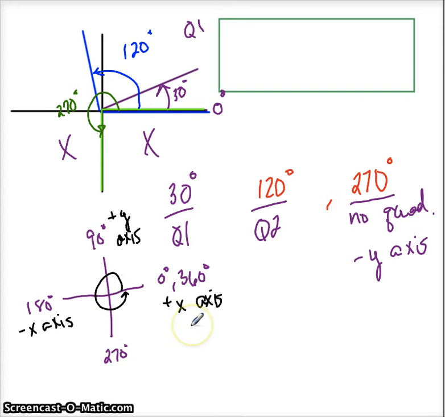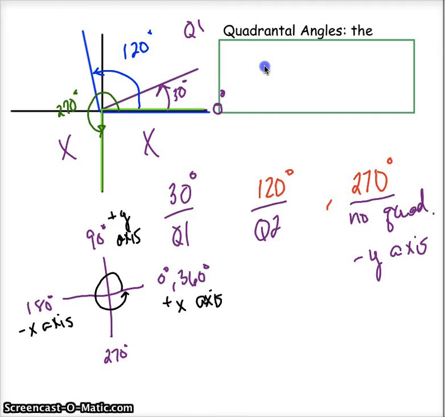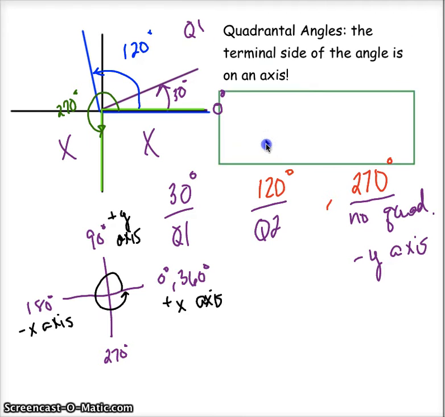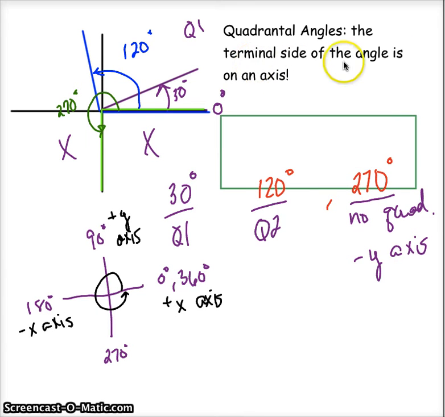So the final term I want you to learn today is something called quadrantal angles. You have a quadrantal angle when the terminal side of the angle is on an axis. So 30 degrees, its terminal side is inside a quadrant. Therefore, it's not considered quadrantal. 120's terminal side is in a quadrant. Therefore, it is not considered quadrantal. But any angle whose terminal side is on the x-axis or the y-axis would be considered a quadrantal angle.